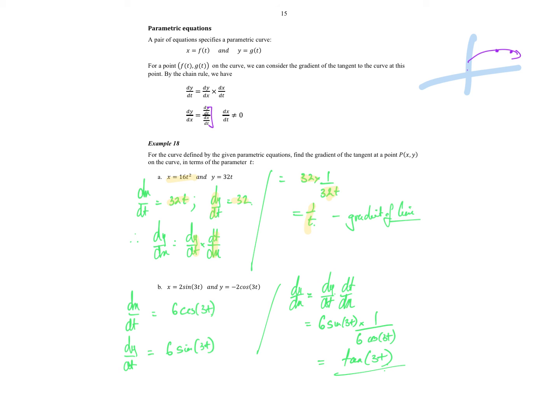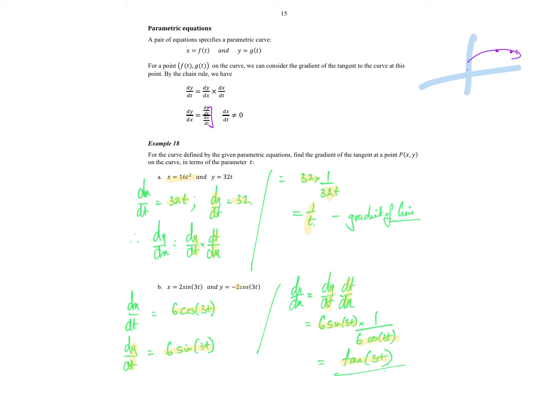Similarly, we've got a trig equation there. dx/dt is 6 cos 3t, dy/dt is 6 sin 3t because the negatives cancel. So dy/dx is dy/dt times dt/dx, which is 6 sin 3t times 1 over 6 cos 3t. So my 6's cancel, I get sine over cos, which is tan, so I get tan 3t.